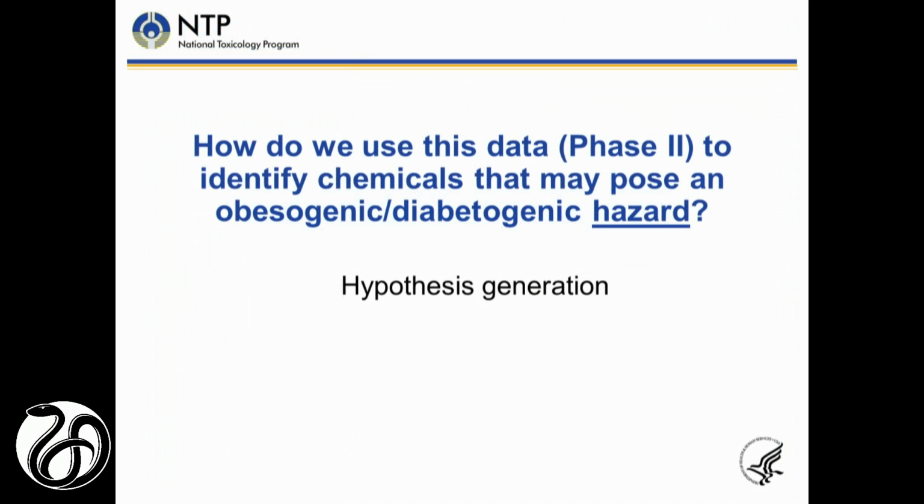So to get down to what we're trying to do here: how do we use this data, particularly the phase 2 data, to identify chemicals that pose an obesogenic or diabetogenic hazard? And this is, again, hypothesis generation. This is not risk. We're trying to get at whether a chemical can possibly cause activation of certain biological pathways that may have these phenotypes.